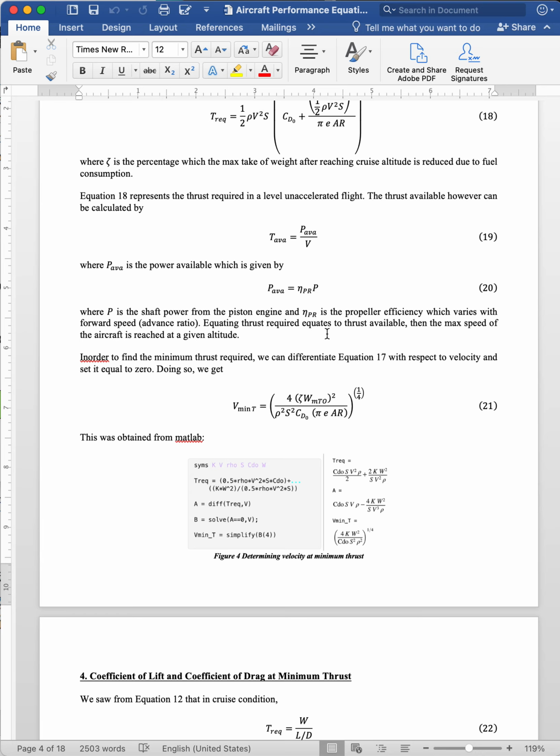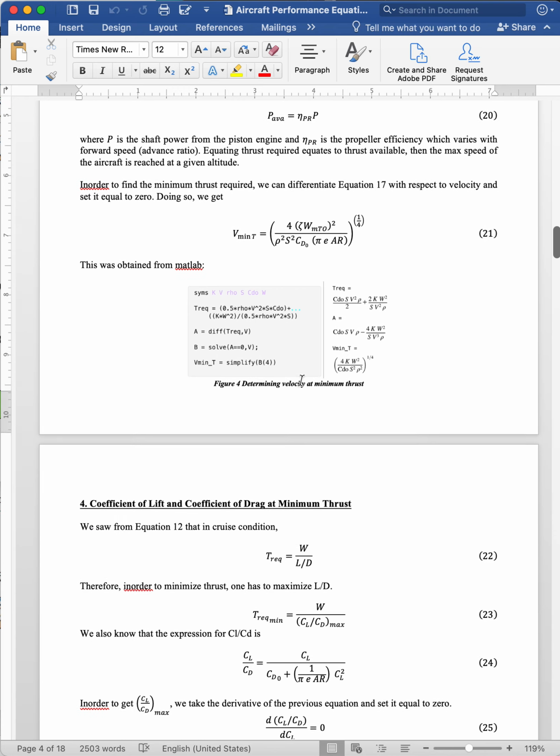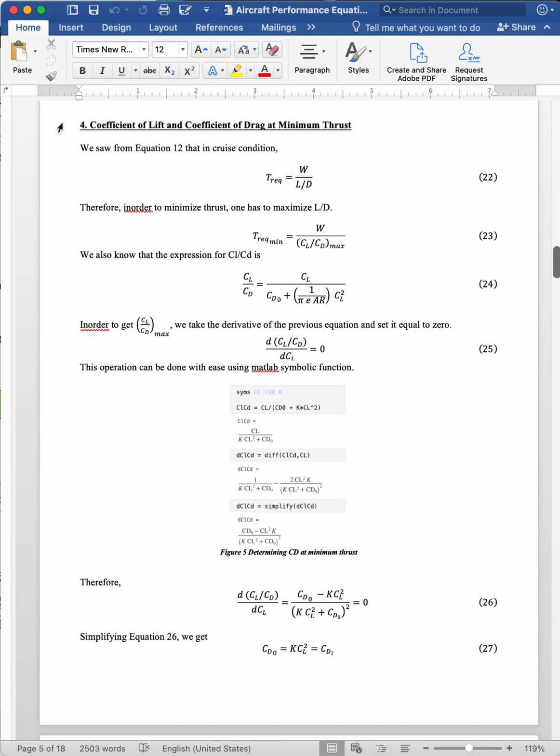Again, this is one of the reasons why you have to compromise between different fields, and you have to know something about everything. Right, something about aerodynamics, something about propulsion, something about structures, something about stability and control, etc. Okay, and you move on to finding the minimum thrust required. I basically mentioned all of that in here. And then we want to find CL and CD at minimum thrust, right?